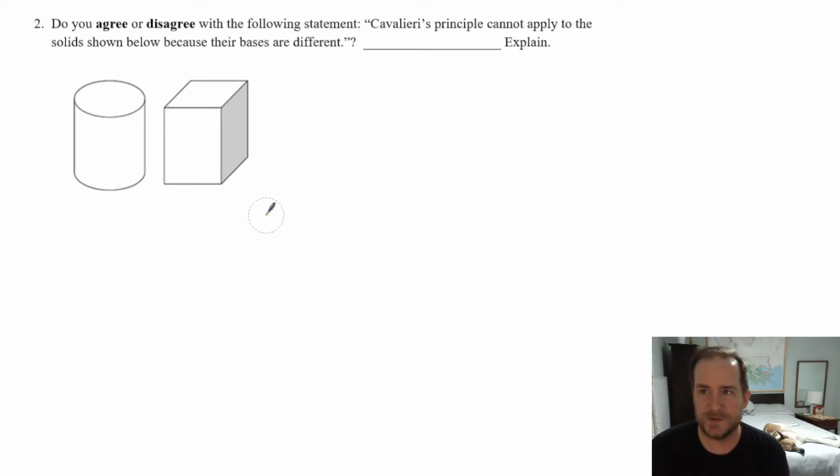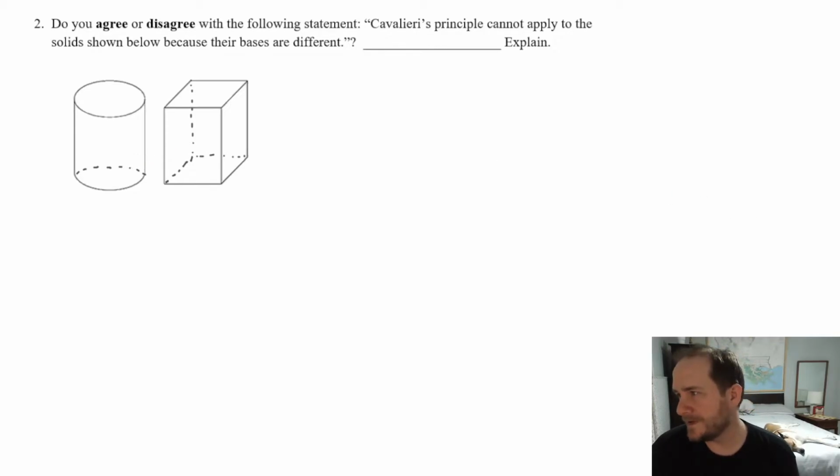So for the second one, it says, do you agree or disagree with the following statement? Cavalieri's Principle cannot apply to the solids shown below because their bases are different. First of all, pay no attention to the fact that there's that one gray shape. That gray side is not supposed to be the base. So if I turn that off, so to speak, then we would say that the base of that prism, I don't know what it's supposed to be, square, rectangle, I don't know, but the base would be the bottom, and the base of our cylinder is this circle.